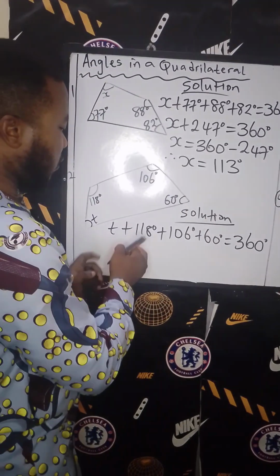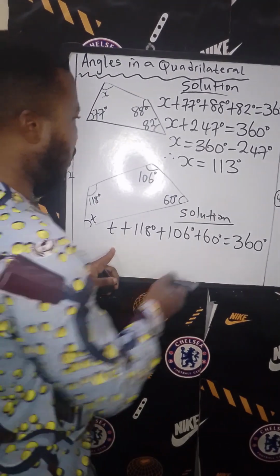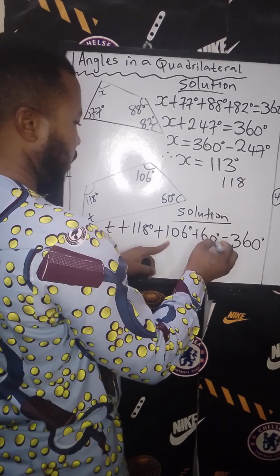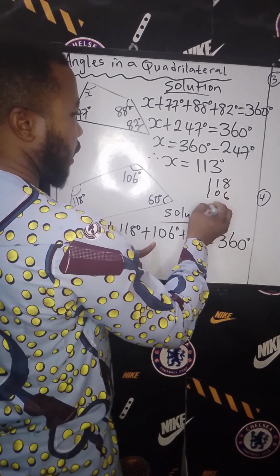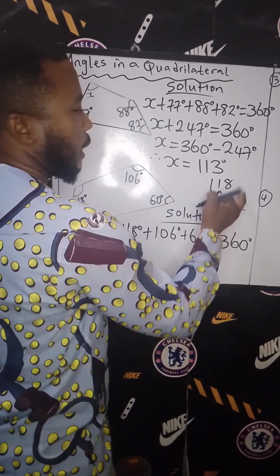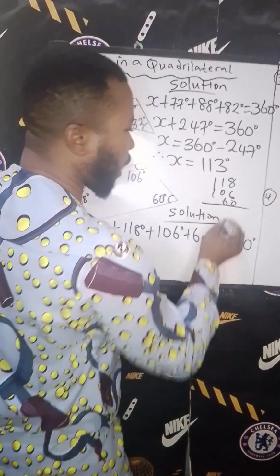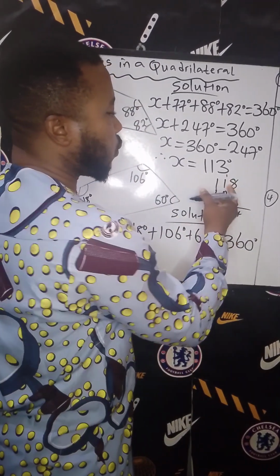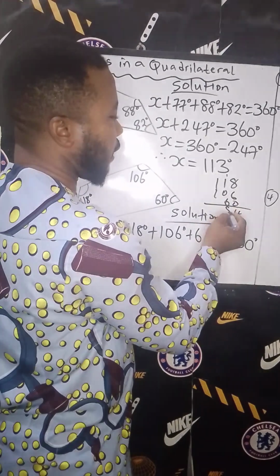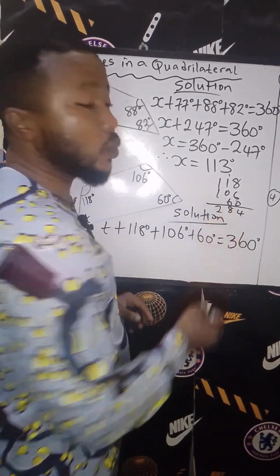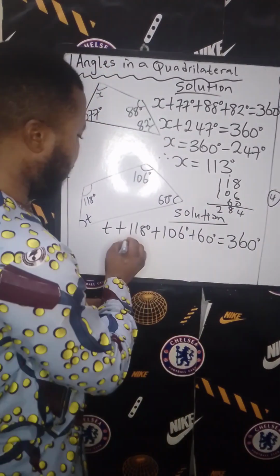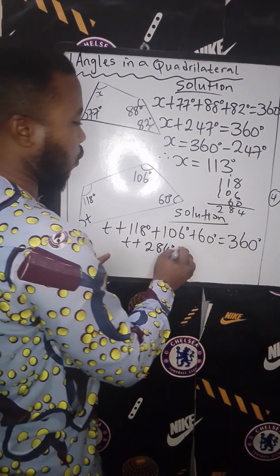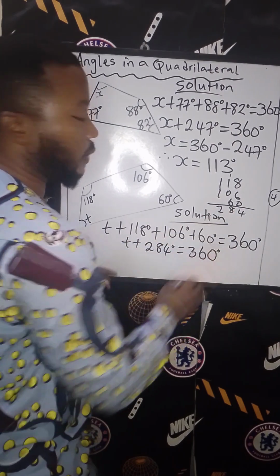Okay, so let's also add this together. Like I told you, we can do this on our own. We have here 118, 106, and 60. Let's add up. 8 plus 6 is giving us 14. So we write 4 here, add 1 here. And 1 plus 1 is 2. 2 plus 6, we have 8. 1 plus 1, we have 2. So therefore, we are having t plus 284 degrees is equal to 360 degrees.